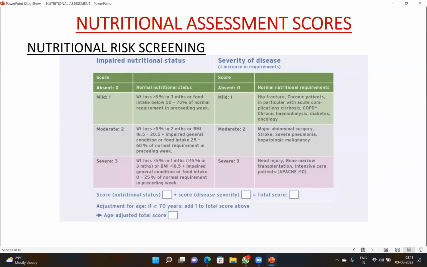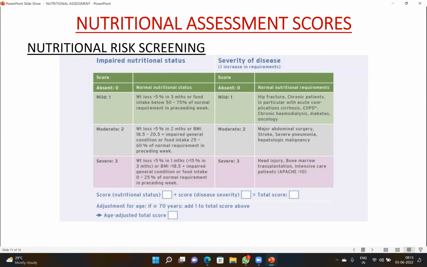If there is a weight loss of more than 5% in 3 months, or the patient is taking less than 50 to 75% of the normal daily food intake of the preceding week, then we categorize as mild and score it 1. If the weight loss is more than 5% in 2 months, or if BMI is 18.5 to 20.5, plus the general condition of the patient is impaired, or the patient's food intake has decreased to 25 to 60%, then the score is 2.